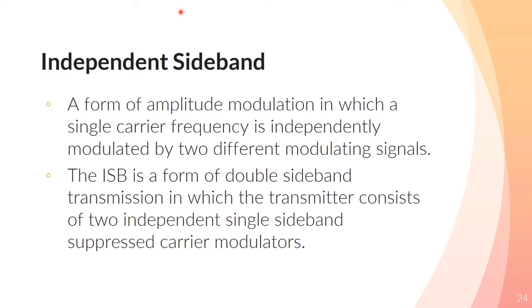The outputs of the two modulators are combined to form a double sideband signal, wherein one modulator produces only the upper sideband and the other produces only the lower sideband. The single sideband output signals from the two modulators are combined to form a double sideband signal in which the two sidebands are totally independent of each other, except that they are symmetrical about a common carrier frequency.